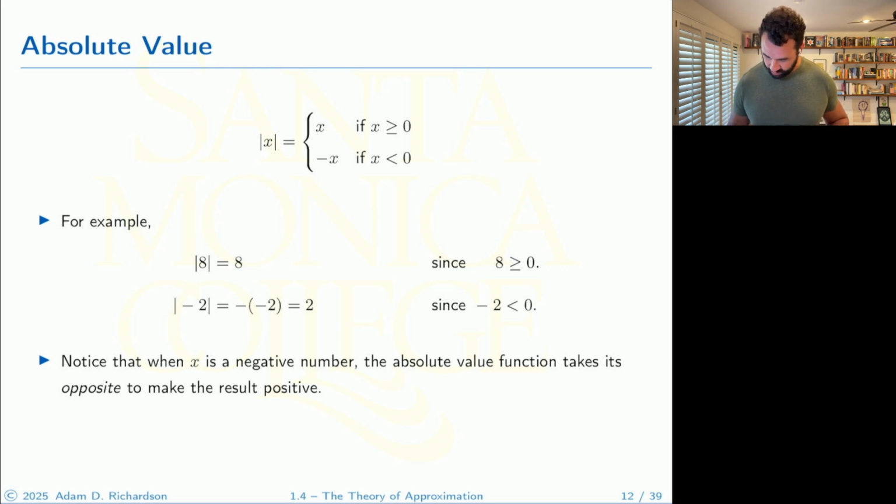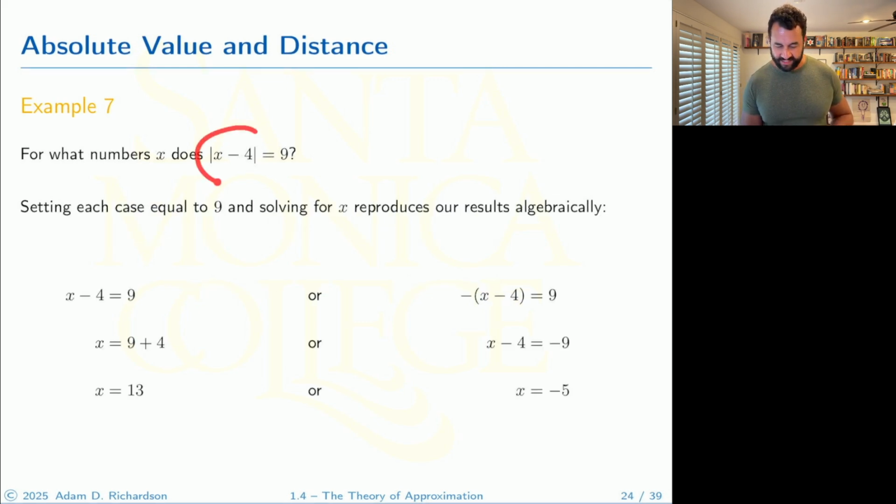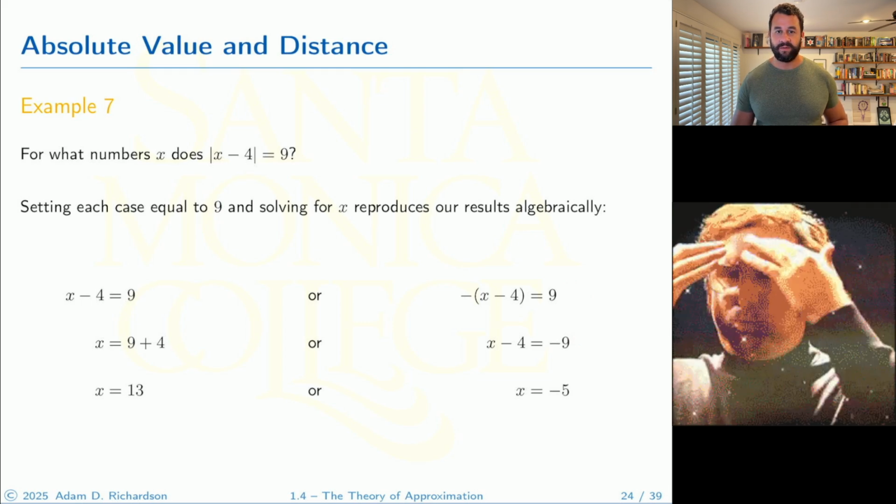So let's go back to our problem right here. Okay, so two cases. Either this thing is equal to x minus 4, or it's equal to the opposite of x minus 4. I'm not skipping steps, one step at a time. Now let's proceed. We need this thing to be equal to 9, so our two cases give us x minus 4 is equal to 9, or negative x minus 4 is equal to 9. And now we can solve the equation for x. We get x equals 13, or x equals negative 5.